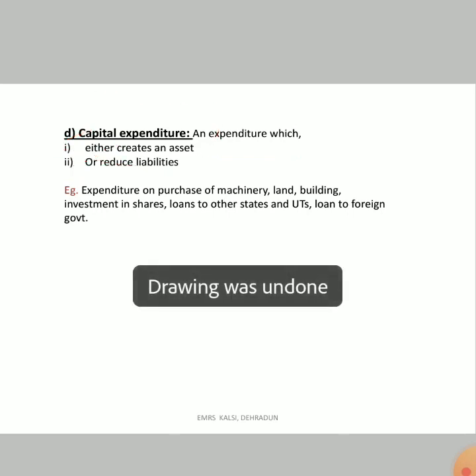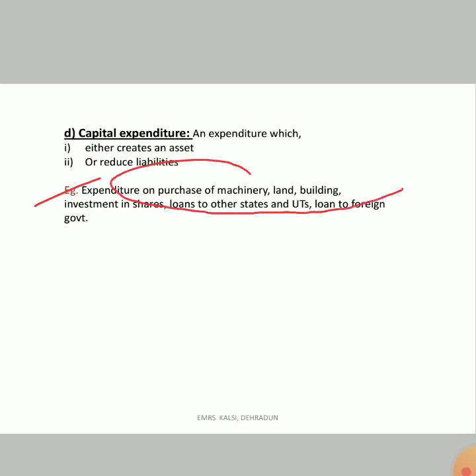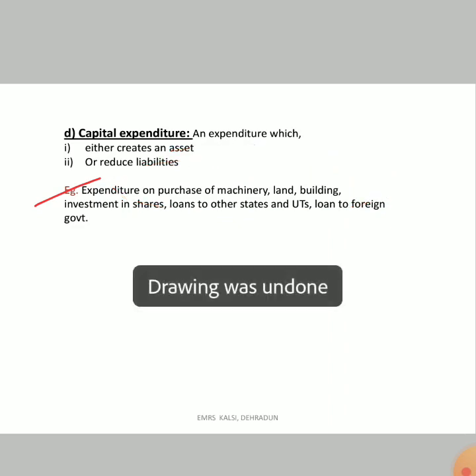Now, what are the examples? Expenditure on purchase of machinery, land, building. So machinery, land, building, these are the assets. If the government purchases these assets, for example purchasing land for building a metro station, or purchasing coaches for the metro or for the interstate railways. So these are the assets: metro, railways, land. These are the assets for the government. So the government is spending money, and by spending that money the government is creating some asset, so that will be counted under capital expenditure.